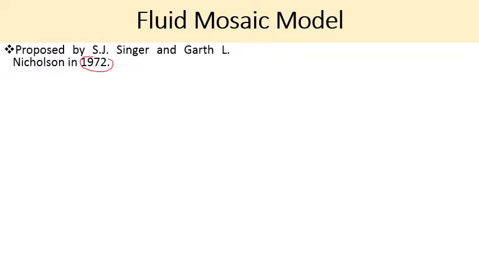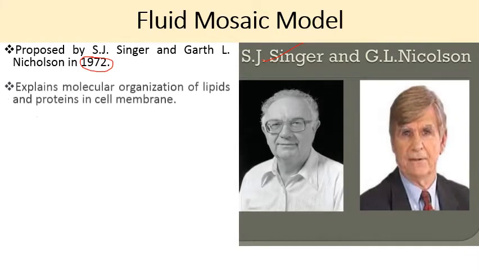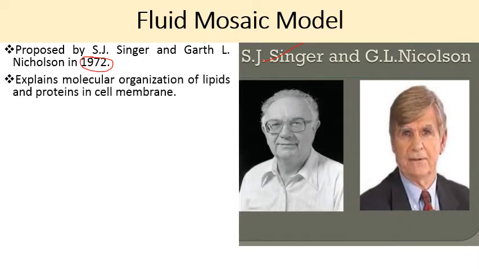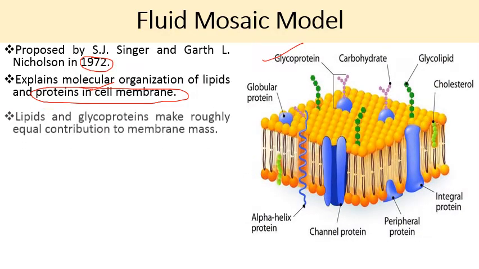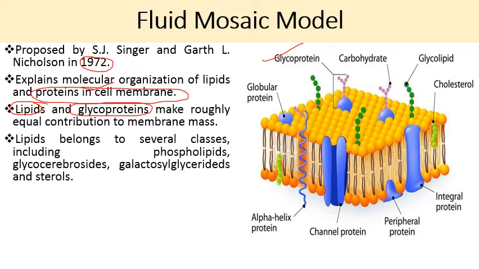Next comes the most accepted model of plasma membrane, that is the fluid mosaic model, which was proposed by Singer and Nicolson in 1972. This is the photograph which shows Singer and Nicolson. It explains the molecular organization of lipids and protein in the cell membrane. And the lipids and glycoproteins make roughly equal contribution, so their ratio is almost equal in the formation of the membrane.